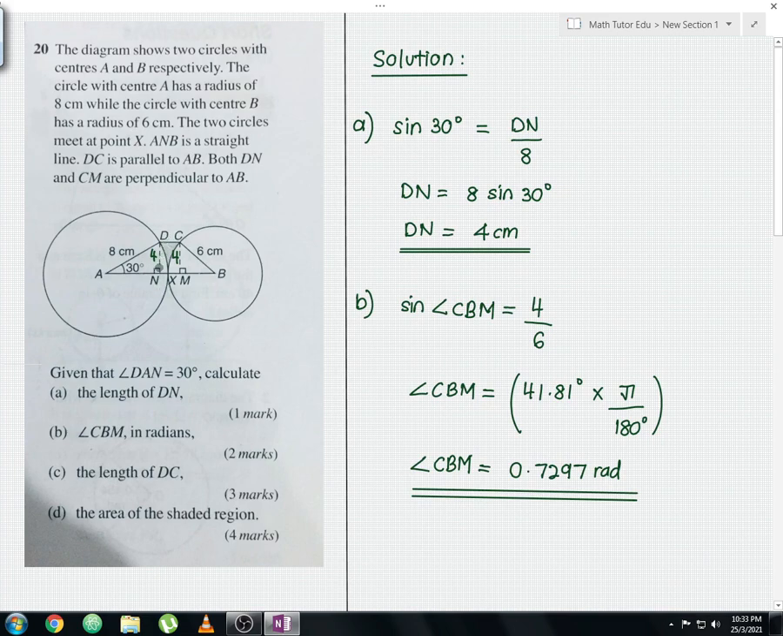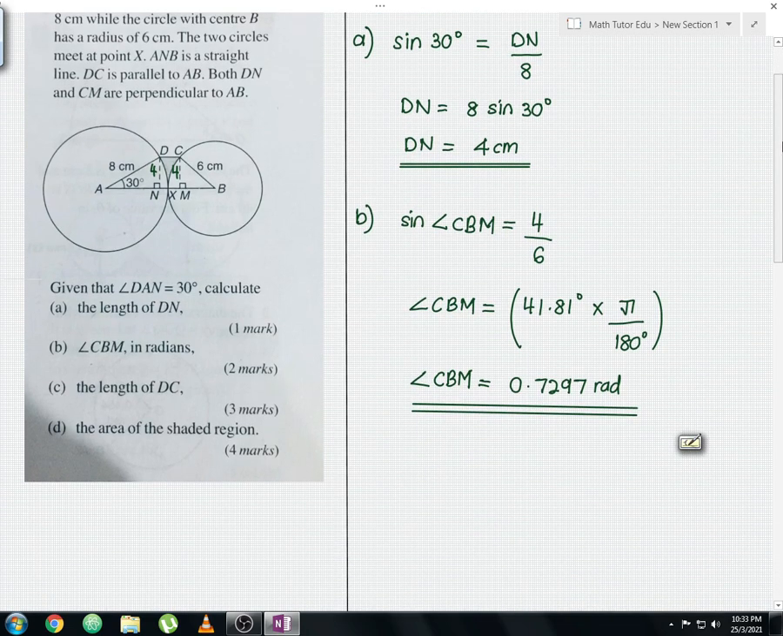In order to find the length of NM, you need to find the total length, which is the length of AB, and then you need to minus the length of AN, and then minus the length of NB. From there you should get your length of NM, and then you equate it to the length of DC. So I hope you understand the concept behind this. Let me write down the working over here.